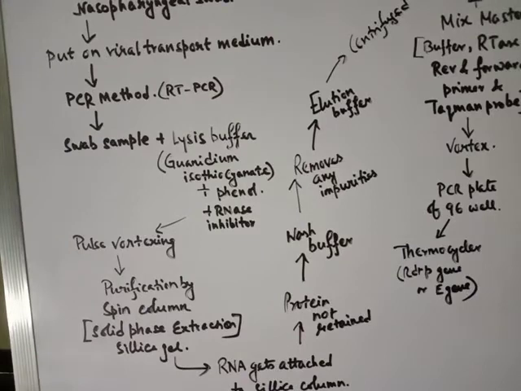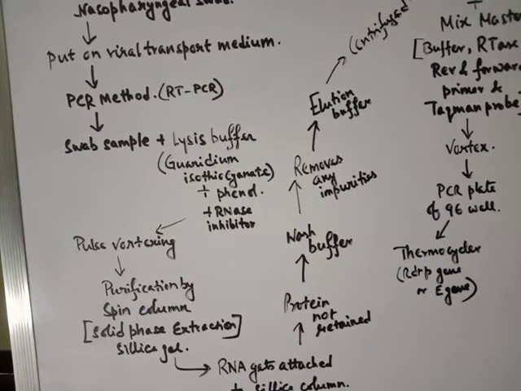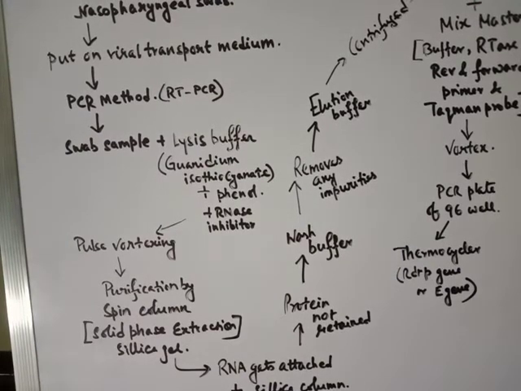After putting it in the RNase inhibitor lysis buffer, we do vortexing, and as we vortex, the viral lipid bilayer is disintegrated and the viral genome comes out, which is then immediately transferred into a purification column or spin purification column, which is also solid phase extraction using silica gel.